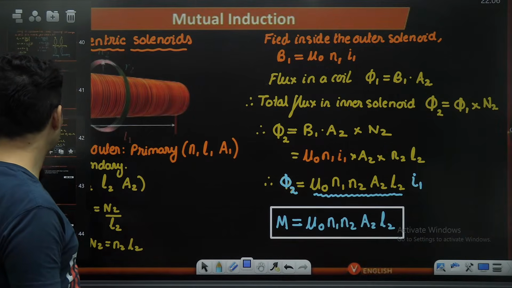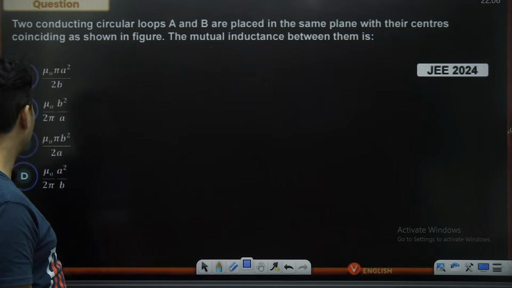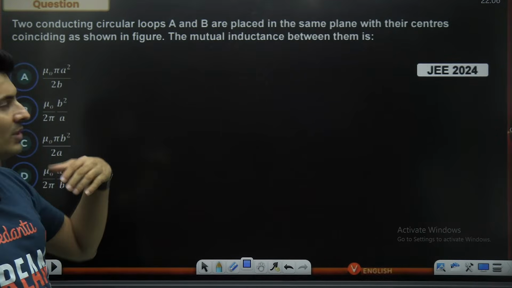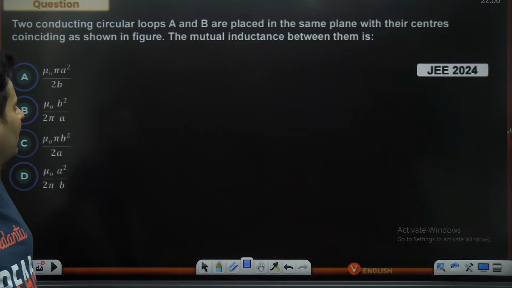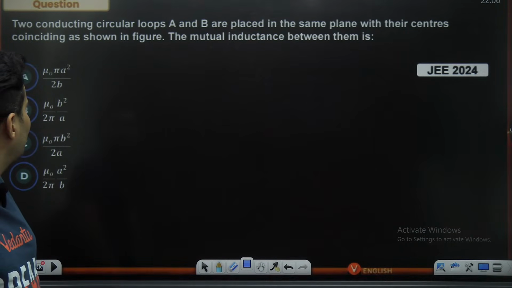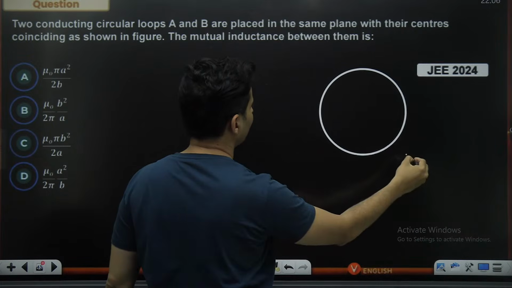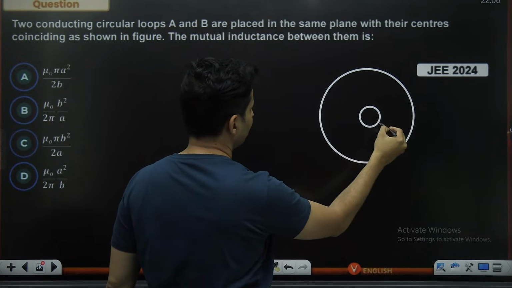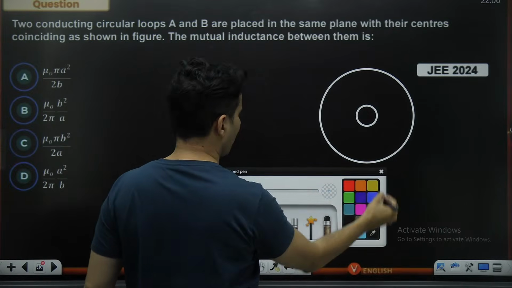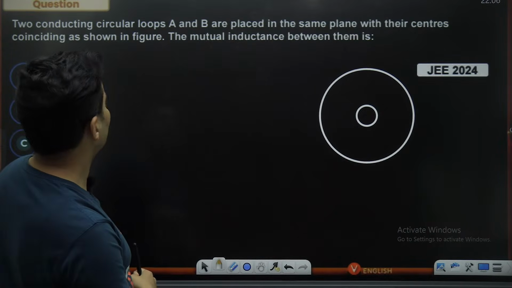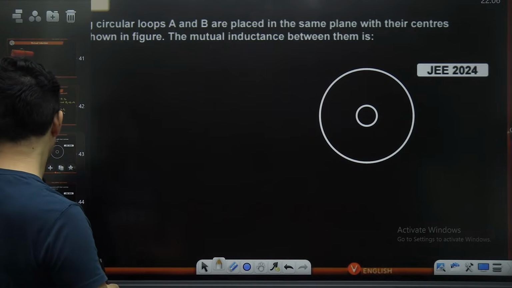Sometimes you might not be given a solenoid; you might be asked to find, let's say, the mutual inductance of two circular loops which are in the same plane, two circular coils or something like that. What is the mutual inductance between them? The diagram is not shown, but I can draw it, not that difficult. Two coils are there in the same plane. The logic is exactly the same, guys. A and B are placed in the same plane with the centers coinciding. For the mutual inductance, I'm not sure which coil is bigger and which coil is smaller.